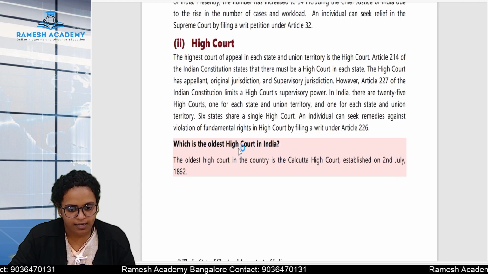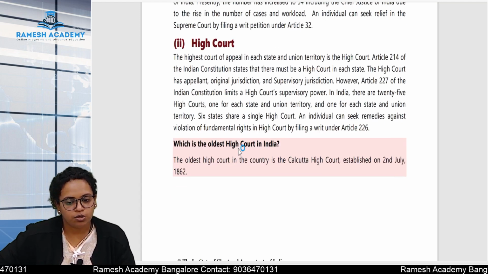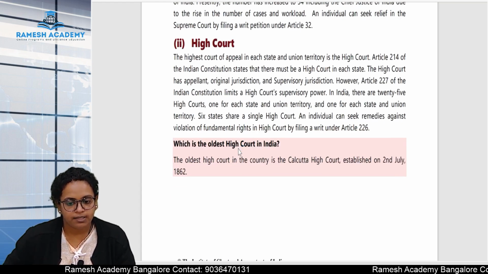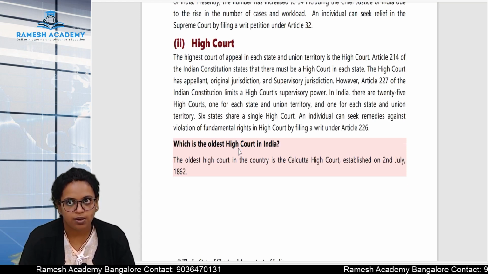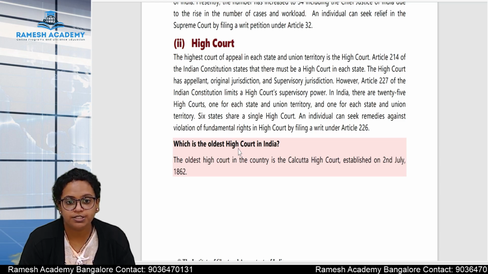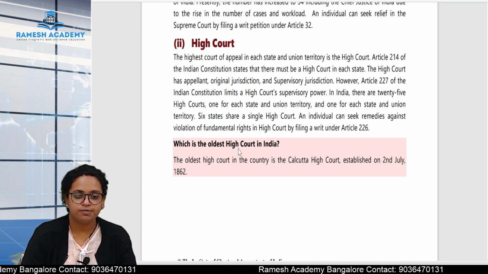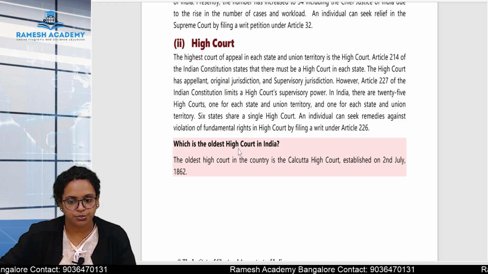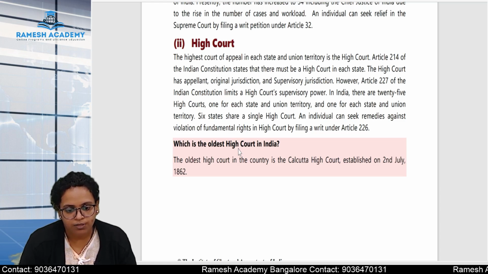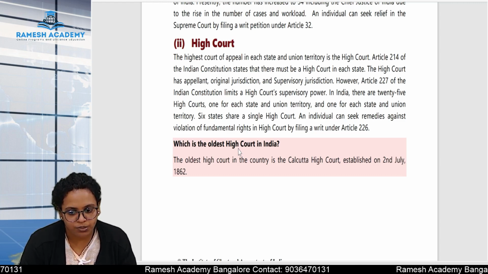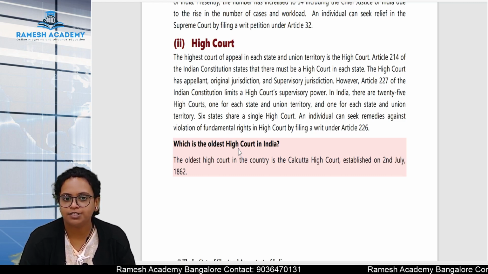Now let's see the High Court. The highest court of appeal in each state and union territory is the High Court. So as I told you, the highest court in the country is the Supreme Court, but the highest court in their respective states and union territories is the High Court. Article 214 of the Indian Constitution states that there must be a high court in each state. So every state has its own high court.